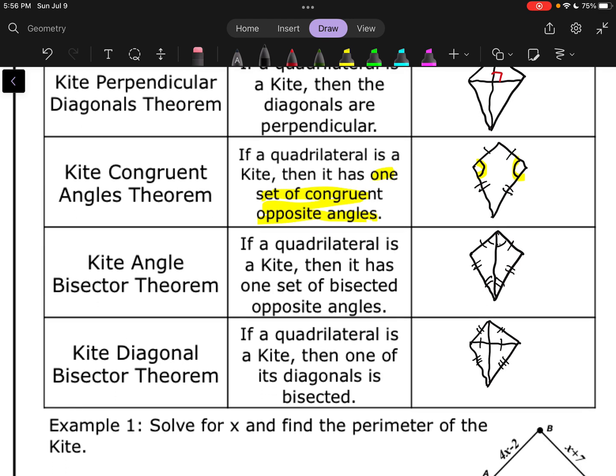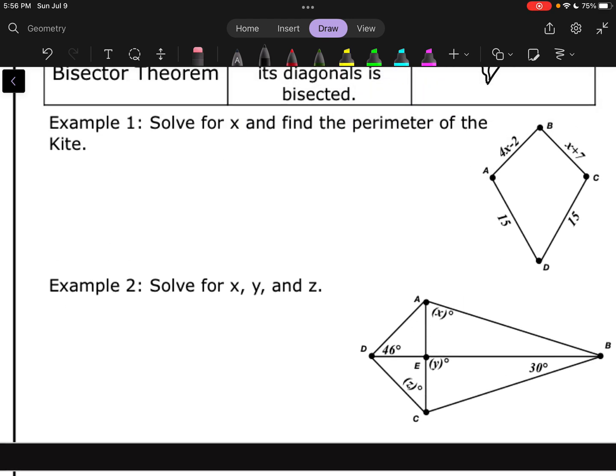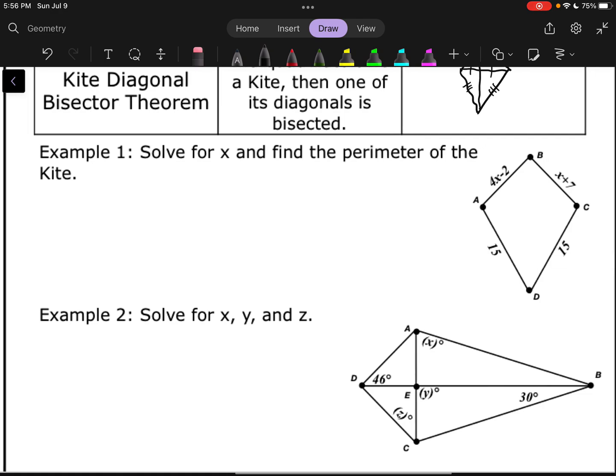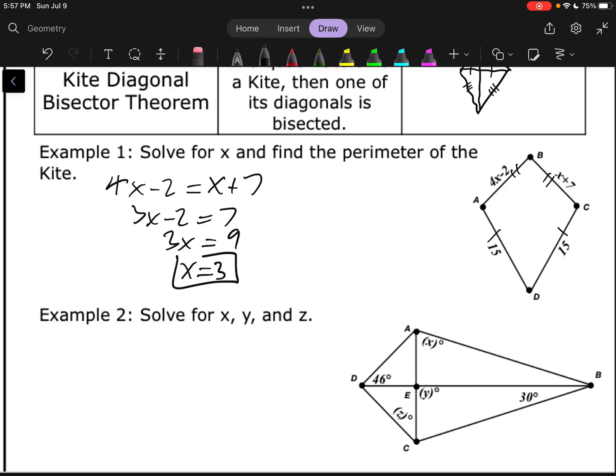Okay, so let's try to solve some problems using these theorems. Example 1 says solve for x and find the perimeter of the kite. We can see that it's those sides that are the same, if this thing's a kite. So 4x minus 2 is equal to x plus 7. Subtract the x, we get 3x minus 2 is equal to 7. Add the 2, we get 3x is equal to 9, so x must be 3.